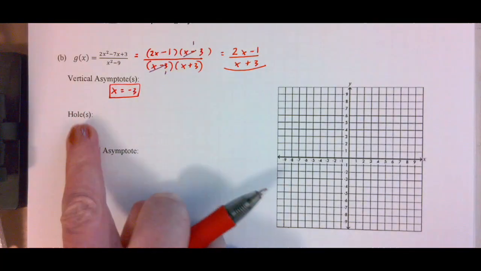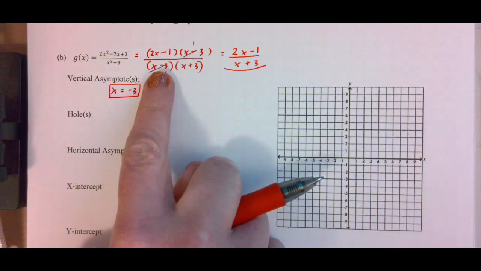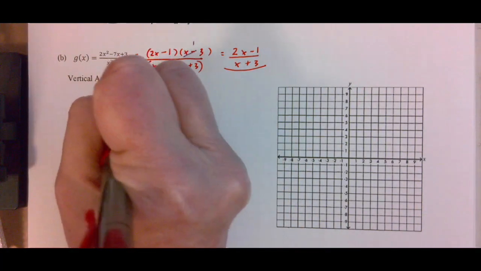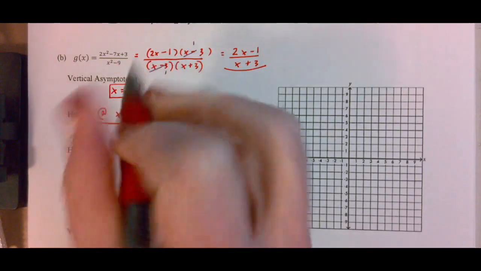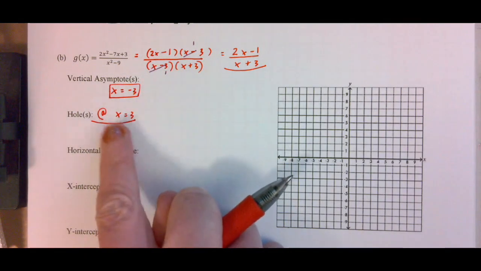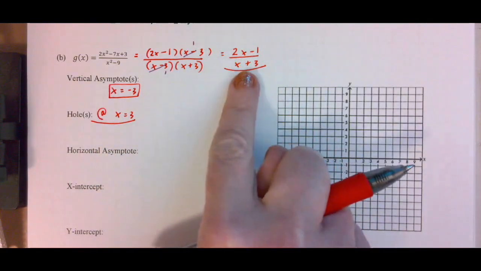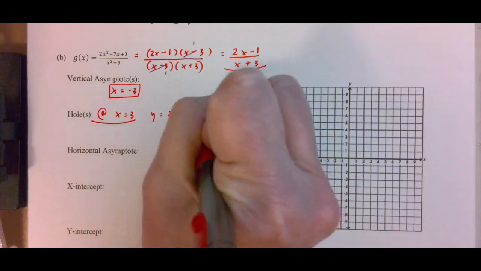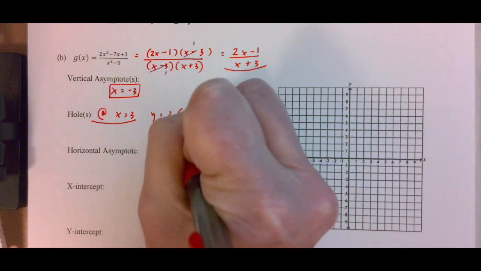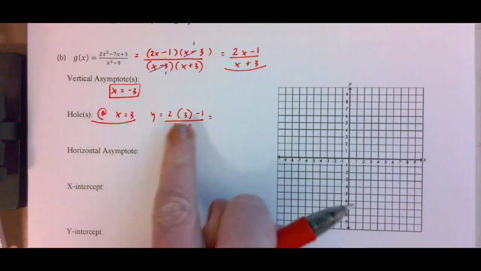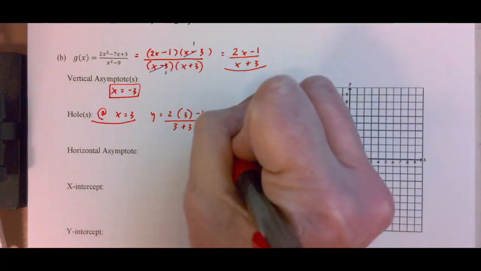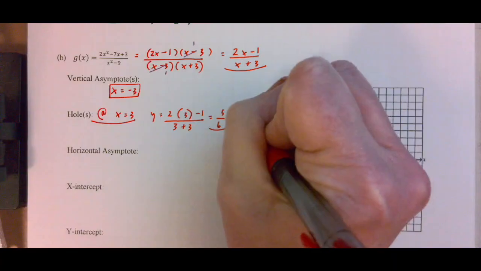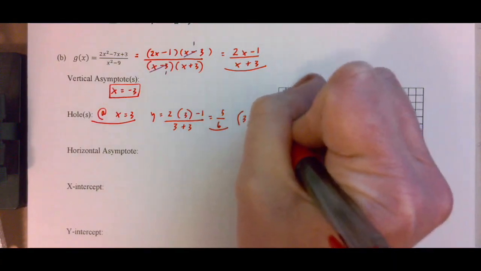Hole. What canceled away? Right here. The x minus 3. Set that equal to 0 and solve. We have a hole at x equals 3. But I still have to find its location. So I need to plug that 3 into this reduced format right here. y equals 2 times 3 minus 1 over 3 plus 3. So 6 minus 1 is 5 over 6. So y is 5/6. My hole as a point is 3, 5/6.